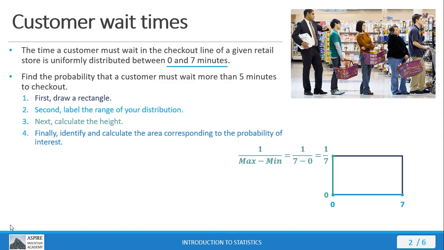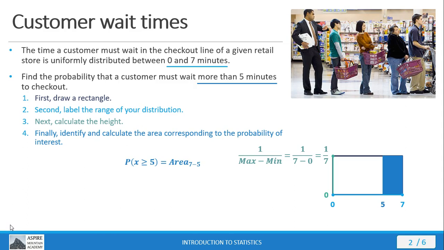Now we're going to identify the area inside our distribution and calculate that area to get our probability. What we're looking for is the wait time that's more than 5 minutes. That determines the little rectangle inside the bigger rectangle that we're going to calculate the area for. So we shade in the portion of our rectangle that's greater than 5, because we want the probability of more than 5 minutes wait.